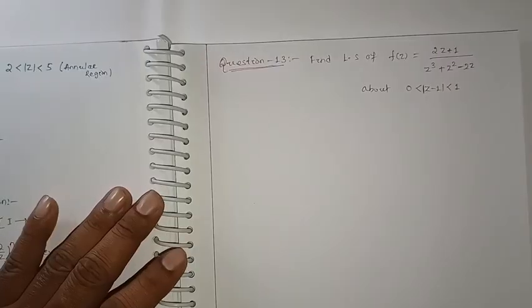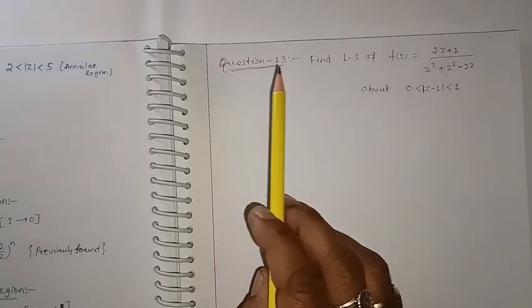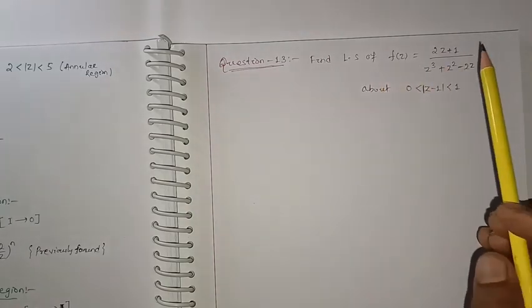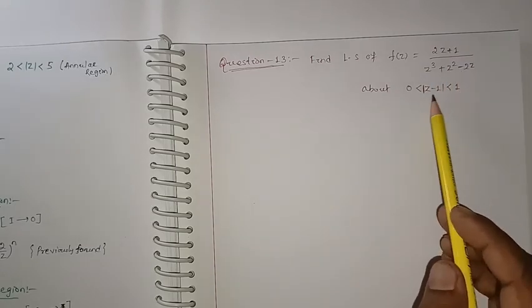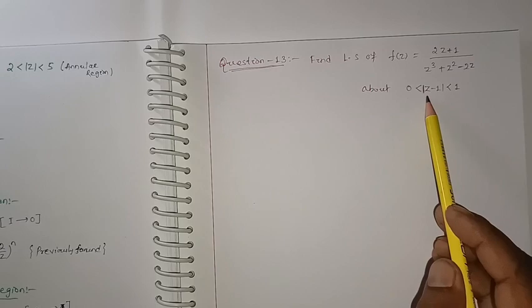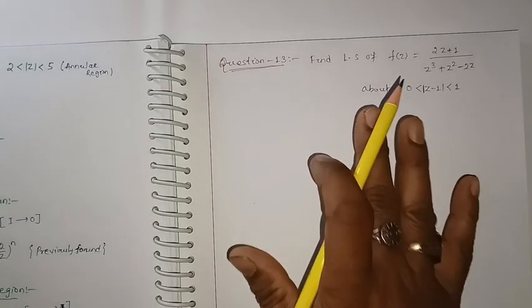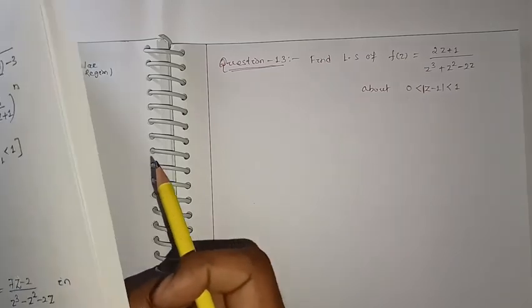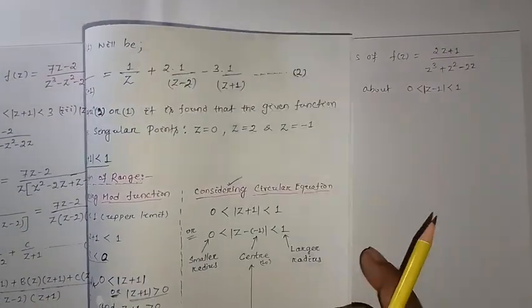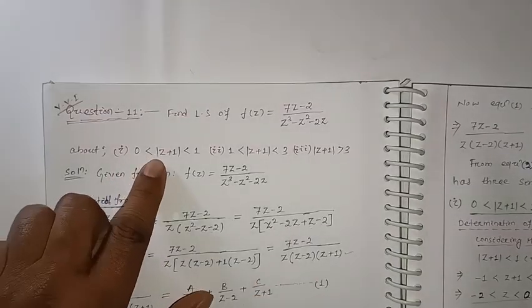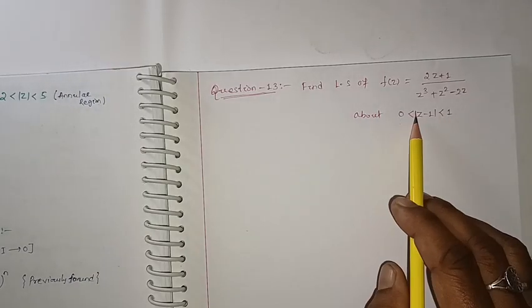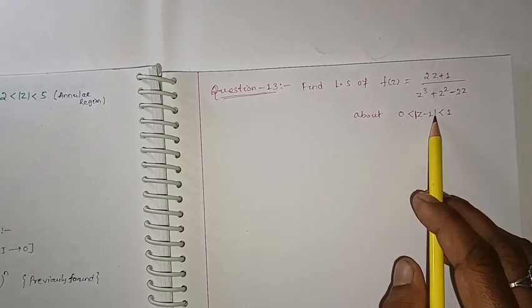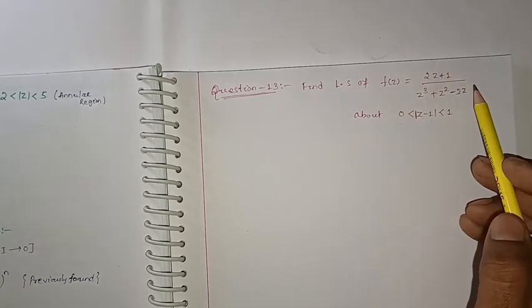Okay, now we are going to go for the next question, question number 13. Find the Laurent series of f(z) equal to (2z plus 1) by (z cube plus z square minus 2z) in this range, 0 less than mod z minus 1 less than 1. A similar type of question we have done in question number 11. Here you can see, 0 less than mod z plus 1 less than 1. Here this is mod z minus 1 less than 1, 0 less than mod z minus 1 less than 1, and this is a different function.